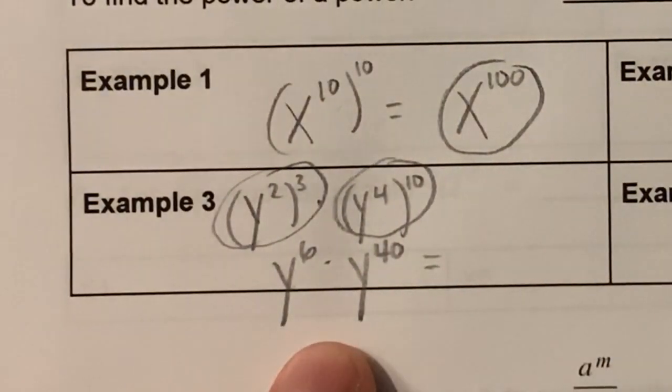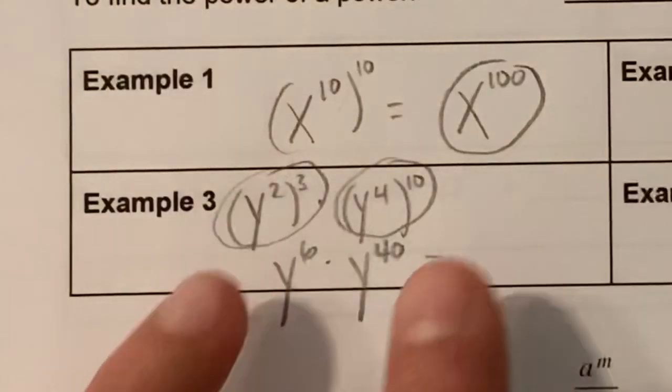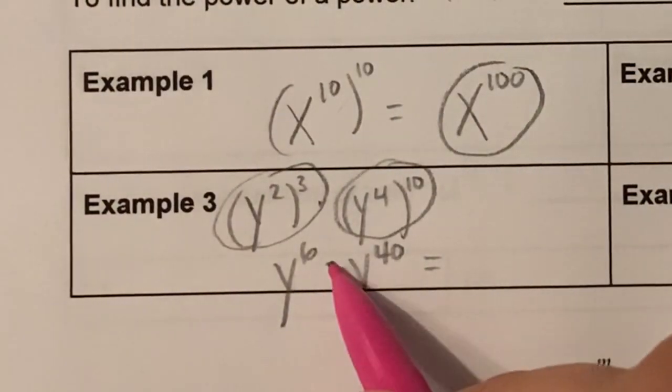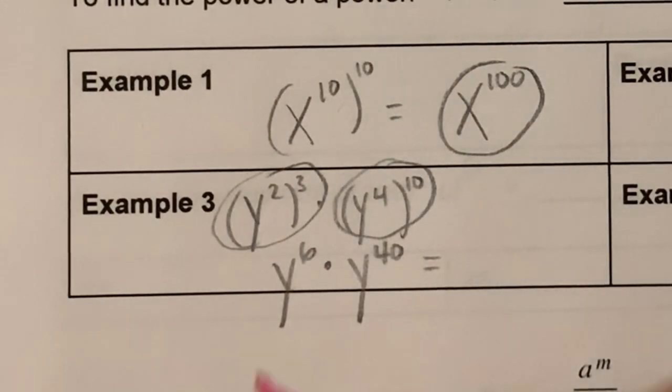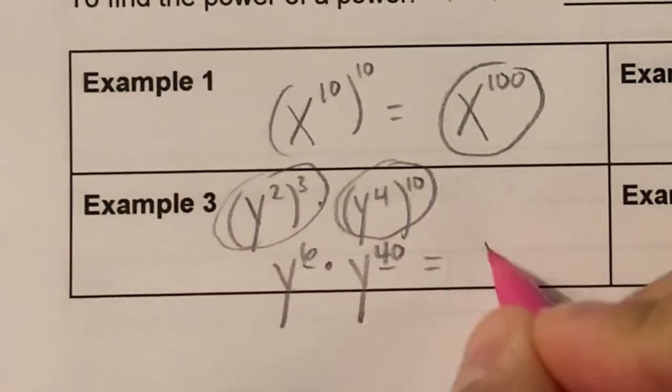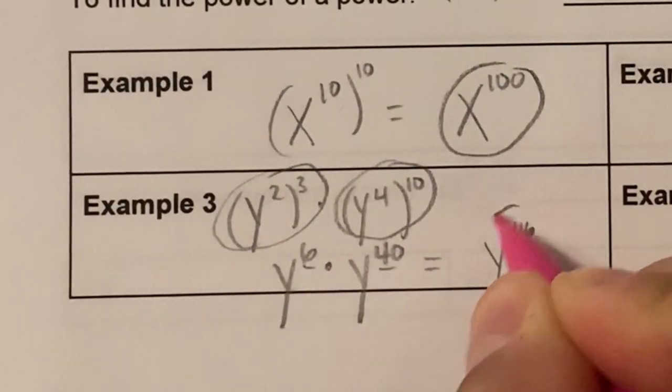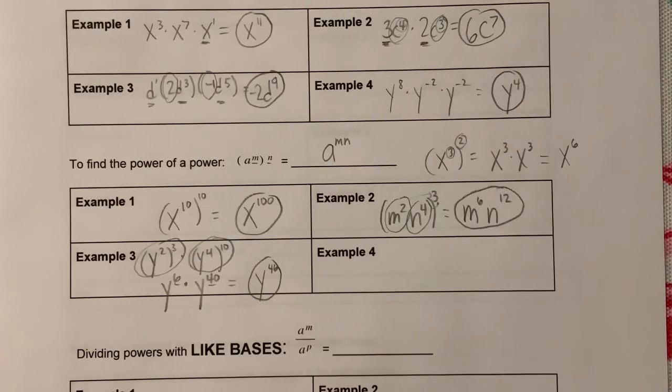Now I can think about what we learned in property number 1, where my bases are the same and it's multiplying with like bases. I can take my powers 6 and 40 and add them together. Final answer, y to the 46th power.